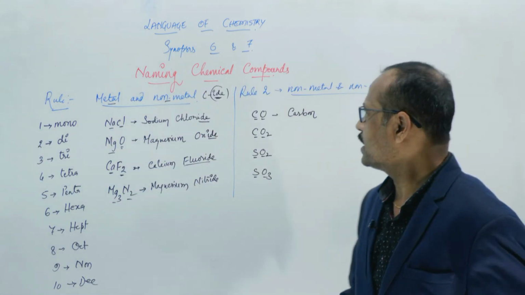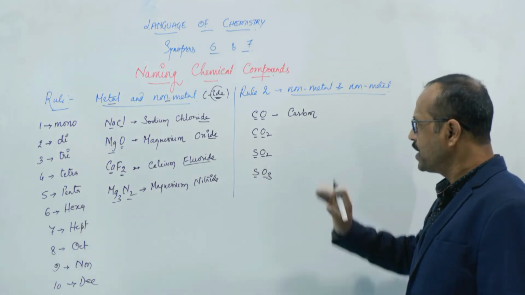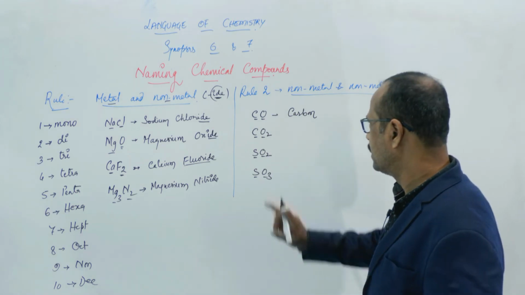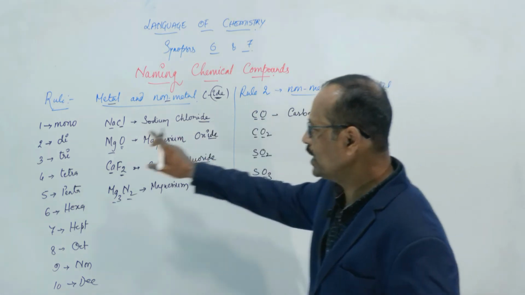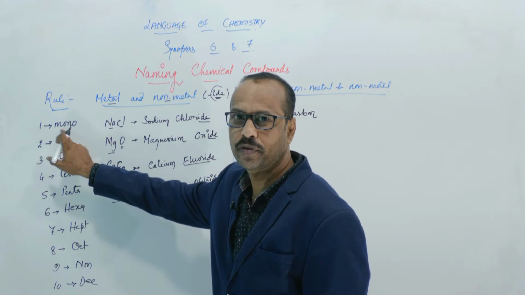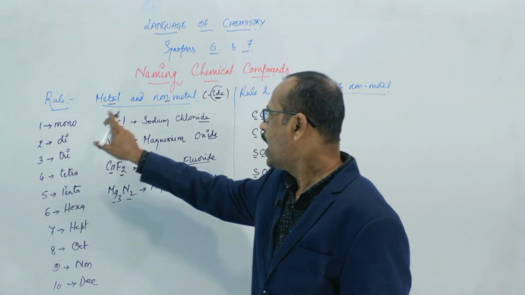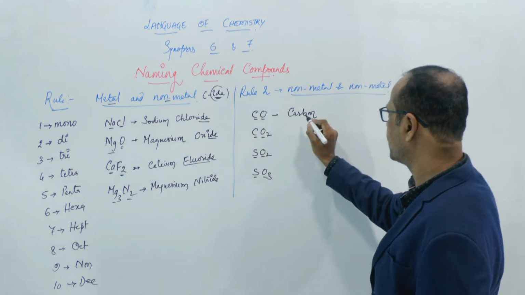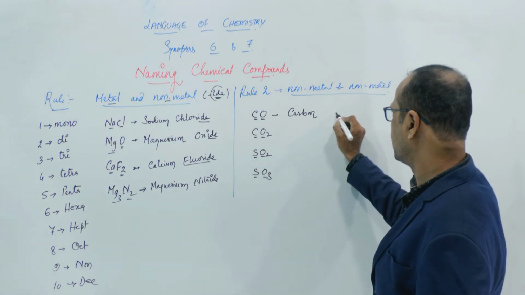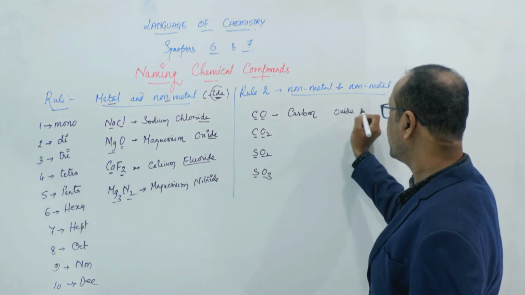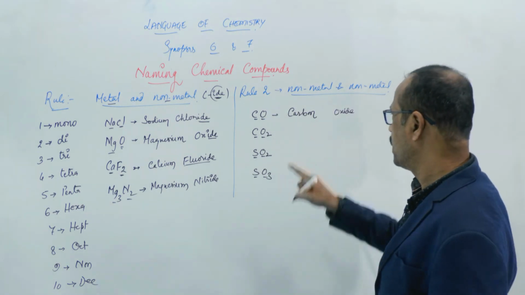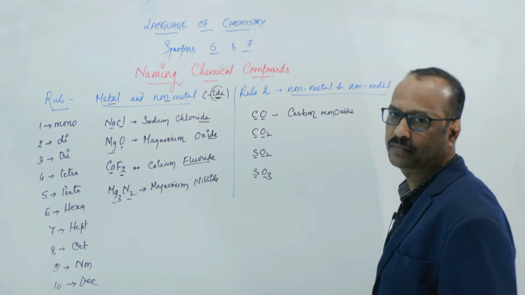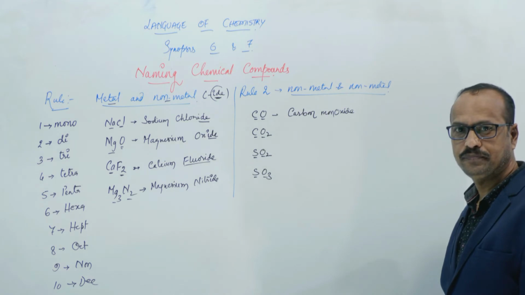When it comes to non-metal and non-metal, for the second non-metal you have to represent how many atoms are there. Here only one is there. One is called mono, and it should end with ide. So you write carbon oxide, but one oxygen is there, so write monoxide. That's all the name. Clear to you?